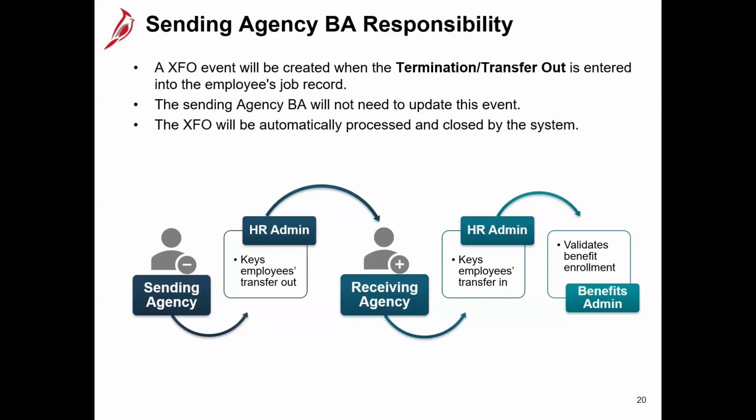So let's talk about our little roadmap that we have here. You can see we already talked about the HR admin's responsibility for the sending agency, and for the receiving agency, we also talked about the HR admin's responsibility. Now we've moved on to benefits, and you'll notice in our roadmap that the sending agency's BA is not listed. And that is on purpose because the sending agency BA doesn't really have a lot of responsibility in this process. The XFO event, so when the HR person keys that termination transfer out, that XFO event is automatically created and entered into the employee's record. And the sending agency BA will not need to update this event in any way. That XFO event will be automatically processed and closed by the system. So there's really no responsibility as far as the sending agency's BA when it comes to the transfer out, okay?